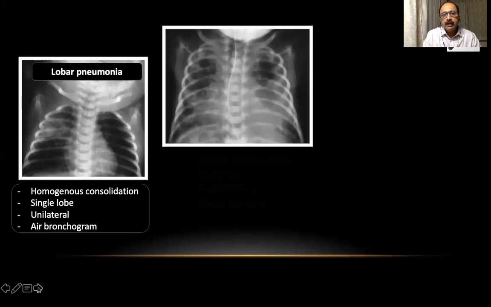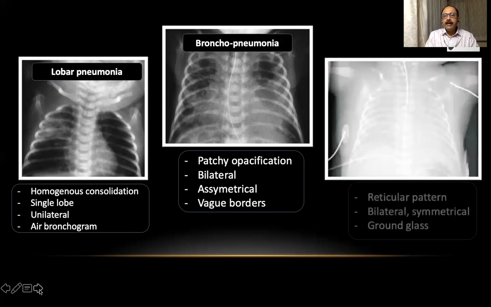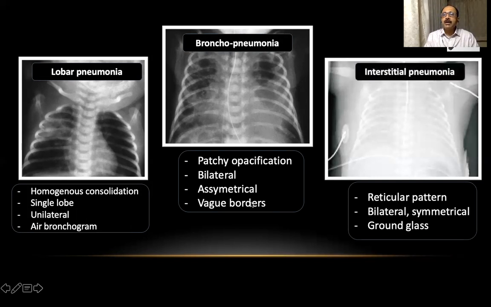But look at this baby. What you find here is diffuse bilateral non-homogeneous, non-symmetric patchy opacification, with vague borders of the heart and the diaphragm, with cystic areas visible in between. So what is happening here is a diffuse bilateral lung pathology. And look at this reticular pattern, which is bilateral, symmetrical, giving rise to a ground glass like appearance. So what you have here is an interstitial pneumonia.